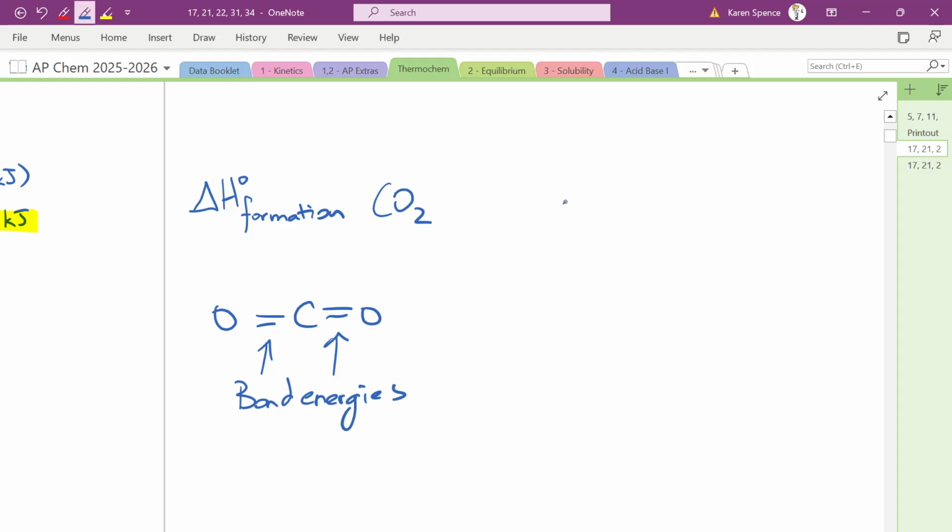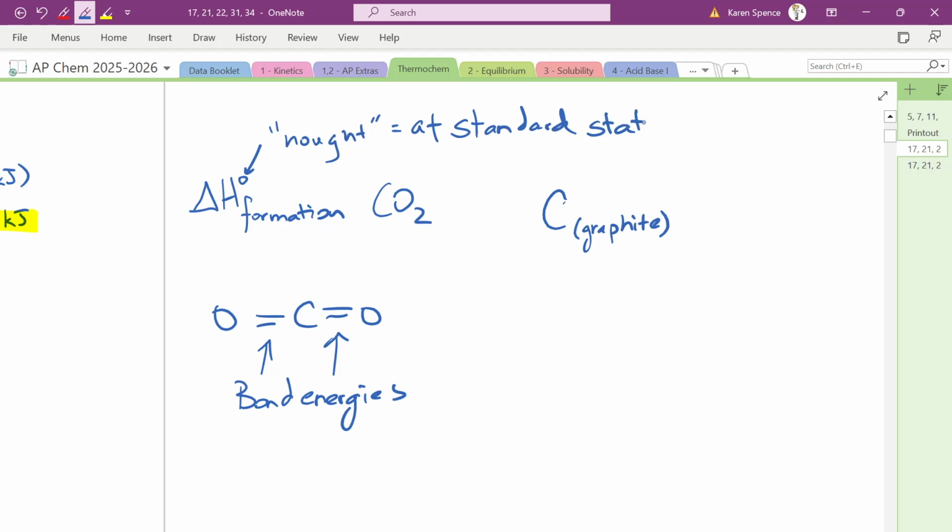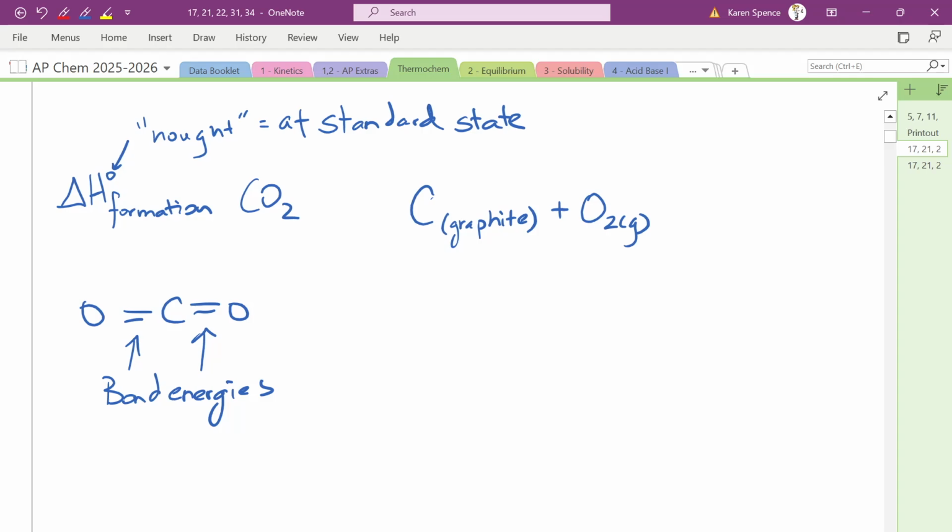It's if you take carbon, which is graphite, in its standard state, because remember that little H is pronounced naught. So delta H naught, and that means at standard state. And you would take oxygen in its most common form, in its standard state, so that would be O2 gas, forming CO2.